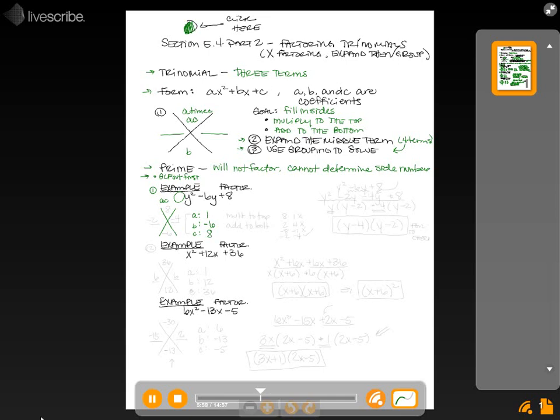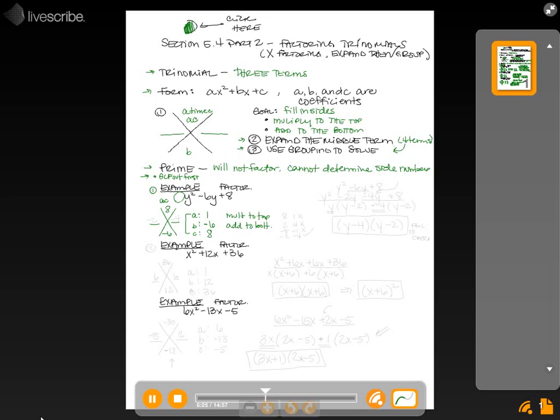Alright, so a times c on the top would be 1 times 8. So we have 8 on the top of our x, and negative 6 on the bottom. What we want to do is come up with 2 numbers on the sides, 2 numbers that will multiply to the top and add to the bottom. And again, this is the hardest part, to figure out those 2 side numbers.